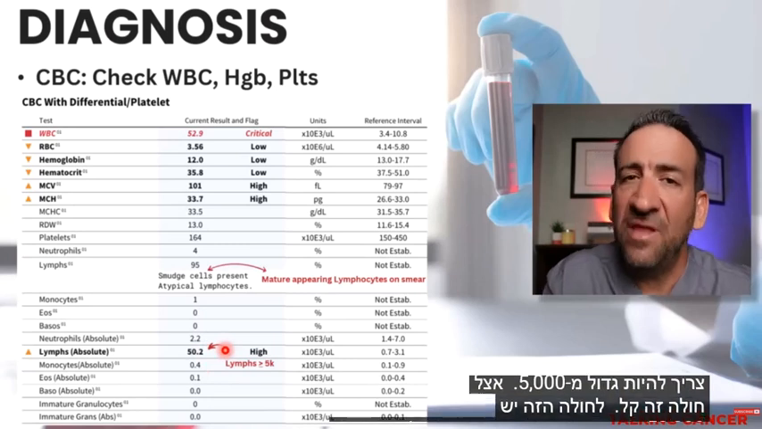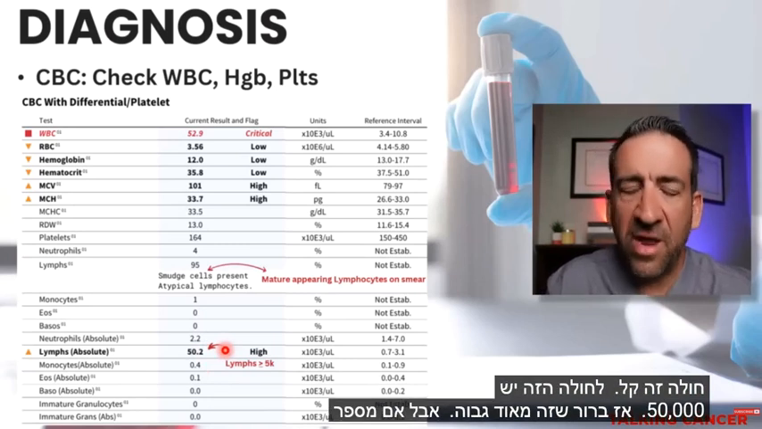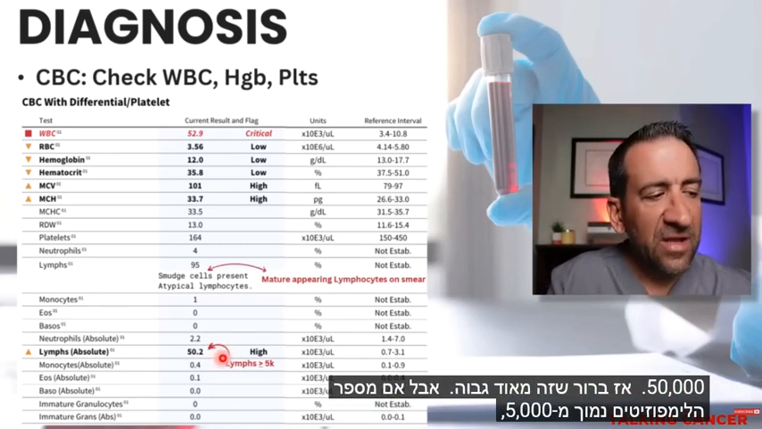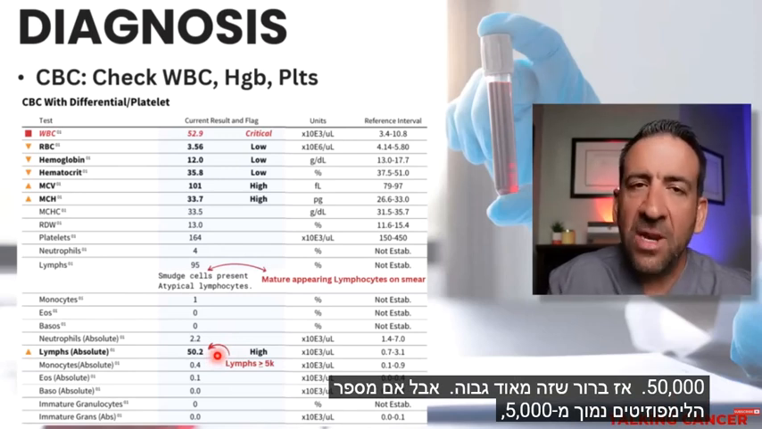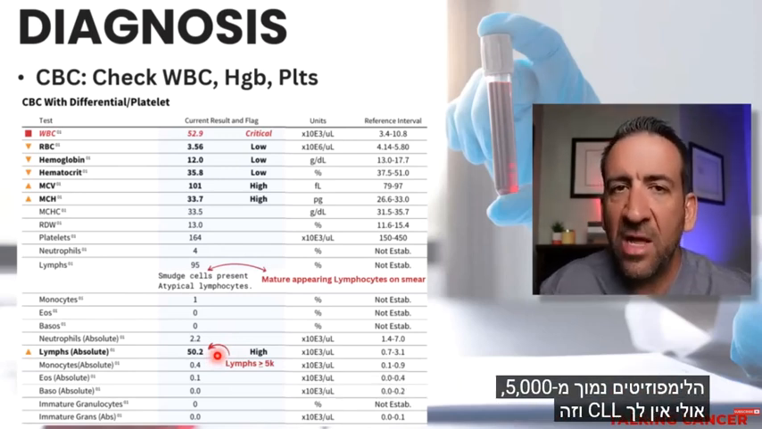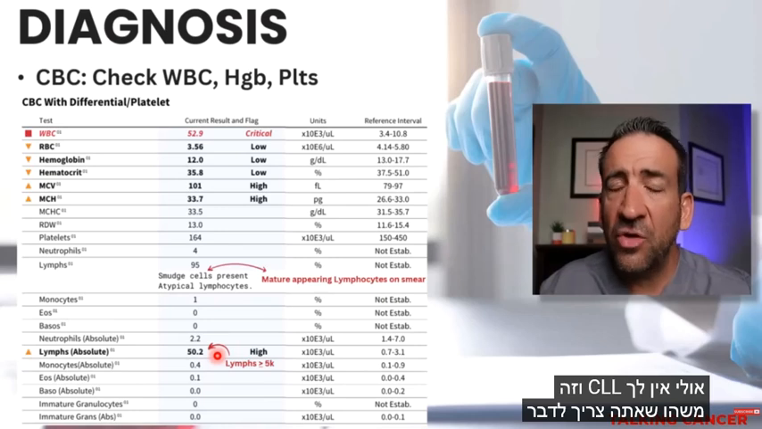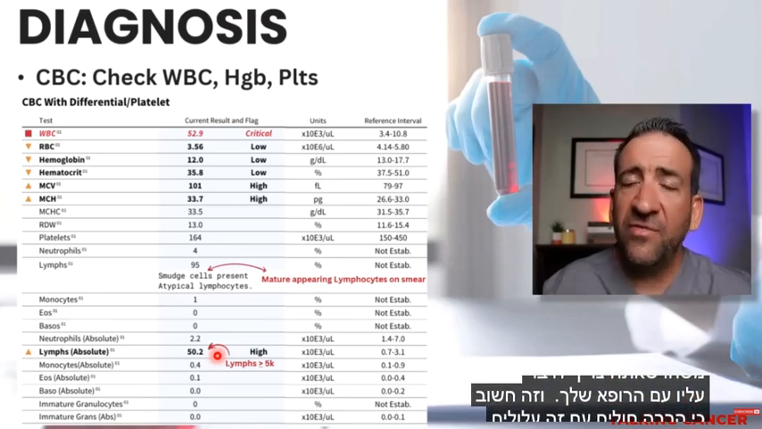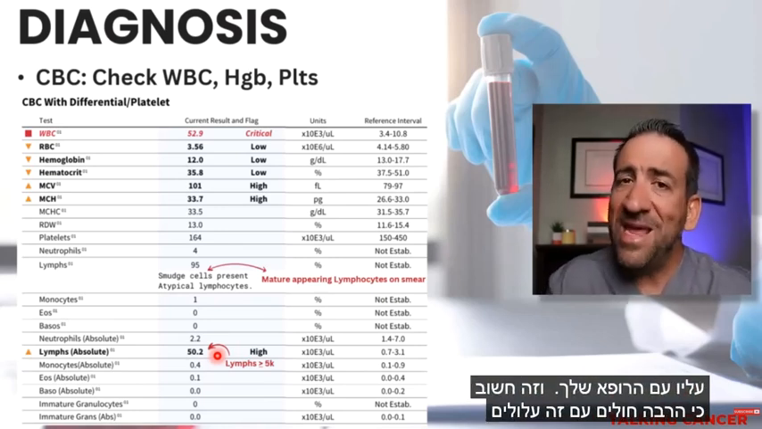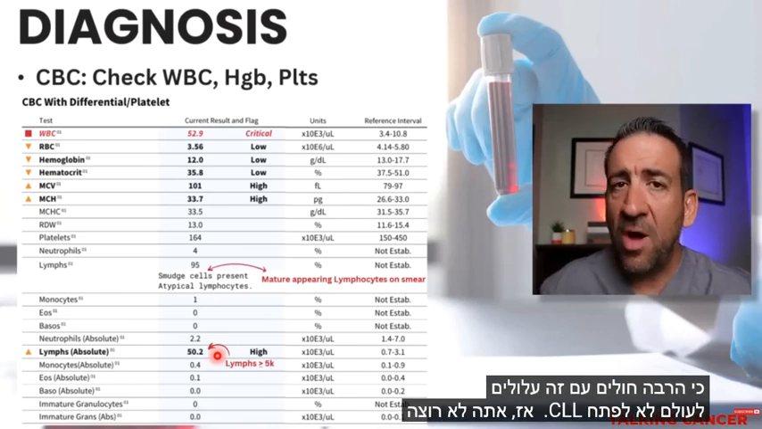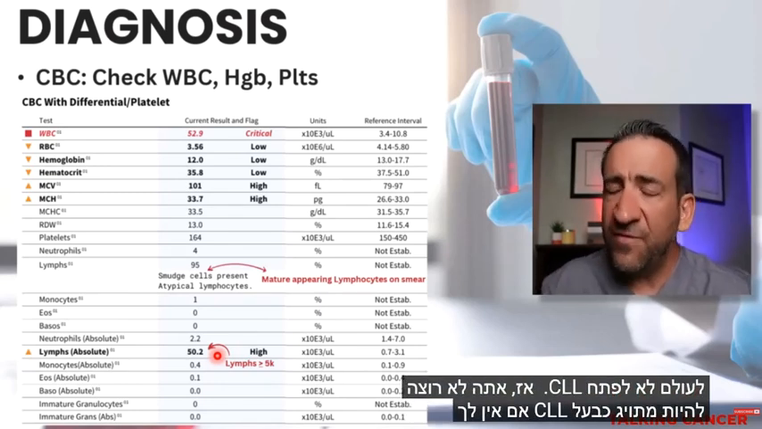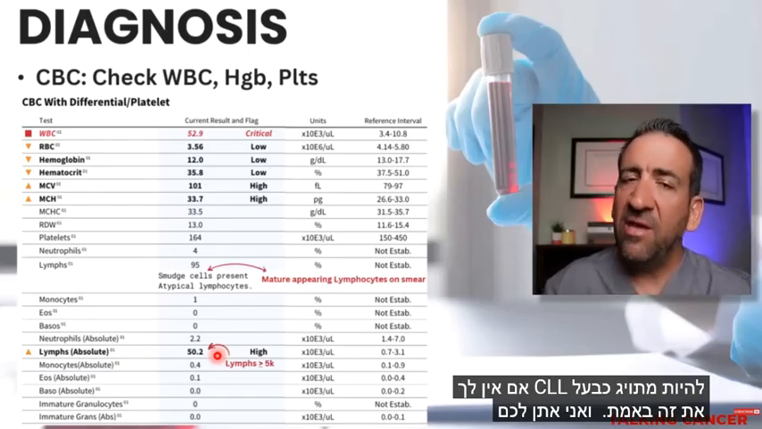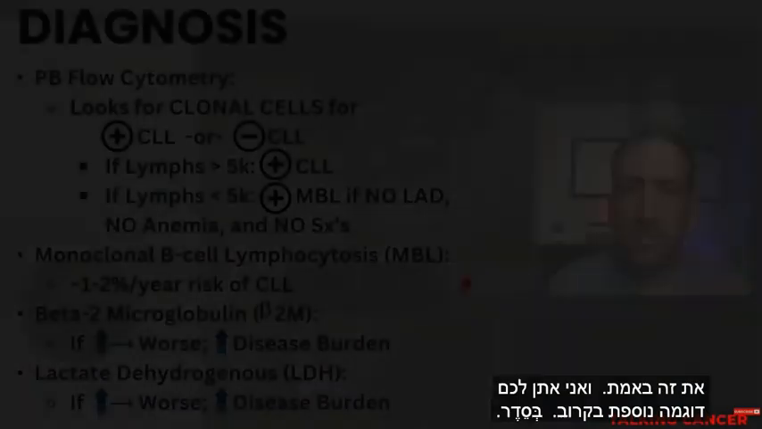This patient has 50,000. So obviously very high. But if the lymphocytes are less than 5,000, maybe you do not have CLL, and that is something that you need to talk to your doctor about. And that's important because a lot of patients with this may never develop CLL. So you don't want to be labeled as having CLL if you don't truly have it. And I'm going to give you another example coming up.